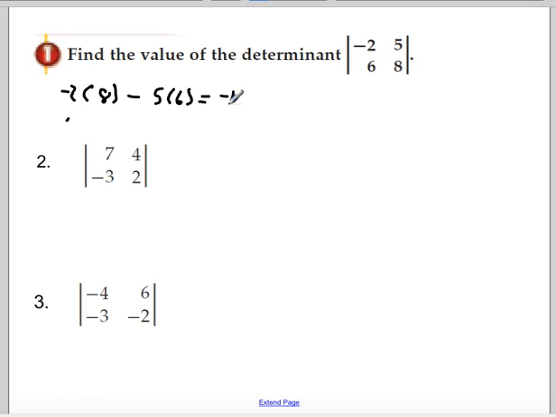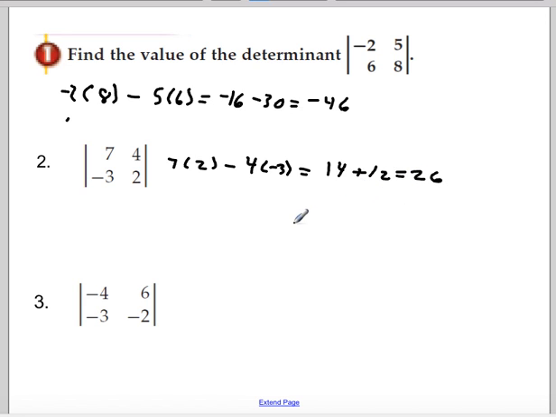So that would be a -16 minus 30, which would give us a -46. And then we could do the same thing with number 2 here. We could take 7 times 2 would be ad, minus b times c would be 4 times -3. So that gives us a 14. Minus a minus there is going to give us a plus. And so we simply end up with 26.